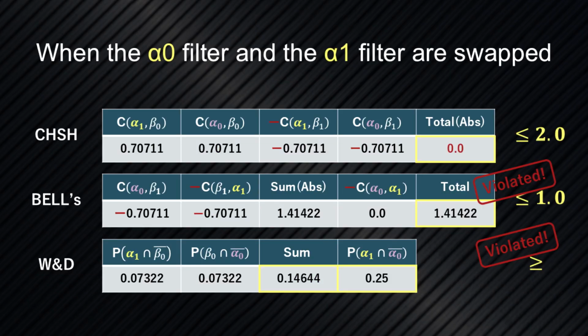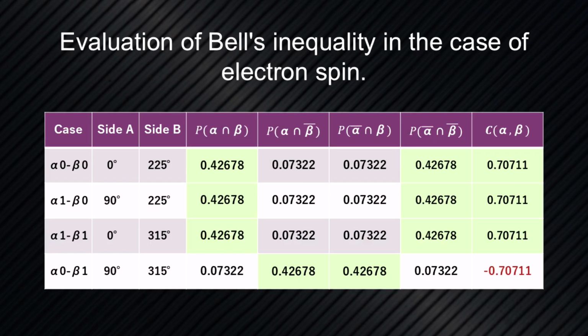In this way, depending on the angle chosen, it is possible that other Bell's inequalities are violated but the CHSH inequality is not. Of course, there are conditions under which the original Bell's inequality or the Wigner-d'Espagnat inequality is not violated depending on the choice of angle. However, it should be noted that the CHSH inequality does not always produce the best results. Also, as you can see from doing calculations like this, knowing the individual probability values when calculating correlation makes it easier to understand the relationships between the various Bell's inequalities.